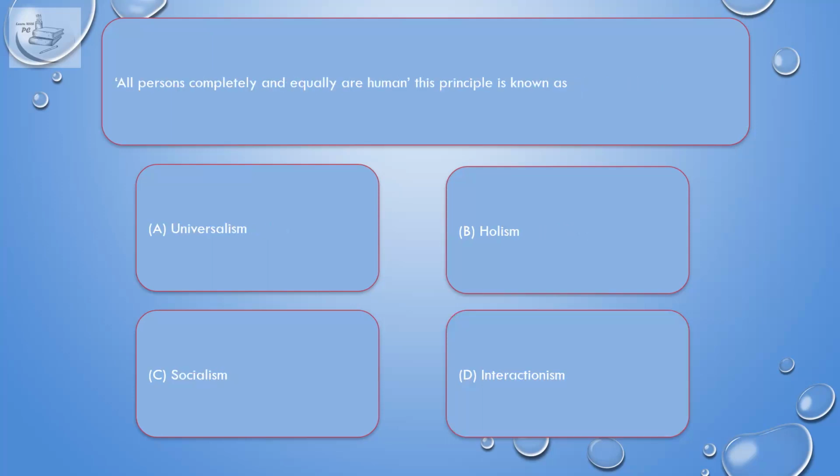Question: all persons completely and equally are human. This principle is known as A. Universalism, B. Holism, C. Socialism, D. Interactionism. Correct answer is A. Universalism.